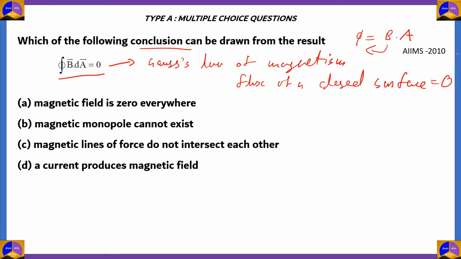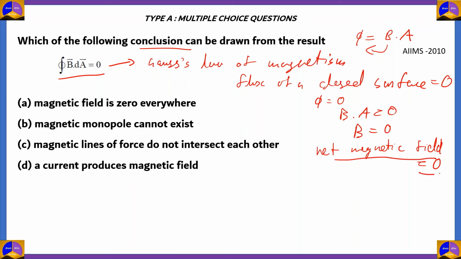The area cannot turn to 0 because we're doing it for a single area of cross section, which is constant. So therefore, since phi is 0, B dot A has to be 0. Therefore, we can conclude that B is equal to 0. So that means the net magnetic field is equal to 0. Now, what does this term mean? The net magnetic field is equal to 0.